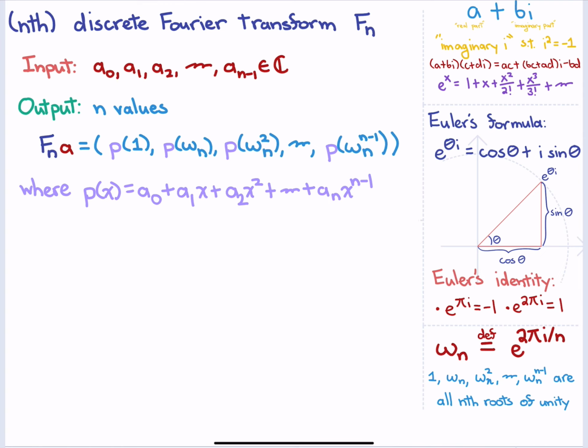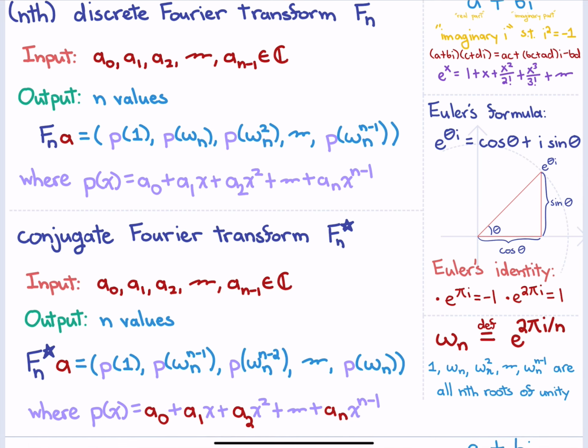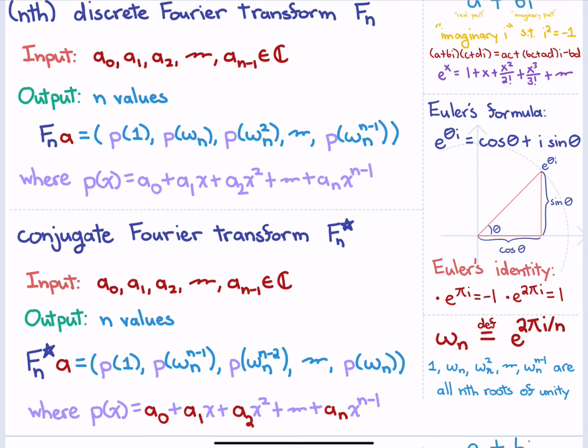It's important to mention that besides the Fourier transform, there's an inverse thing. It's awfully similar. It's called the conjugate Fourier transform. It's almost the same, and there's a good mathematical reason for it. The input again is n values, and again the output is n values, which are again evaluations at the roots of unity. The only difference is they're listed backwards.